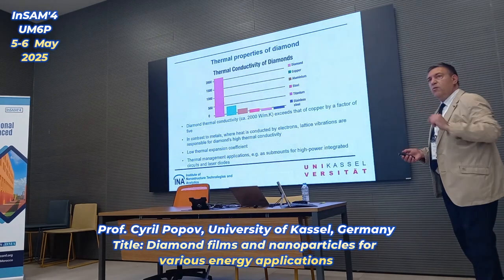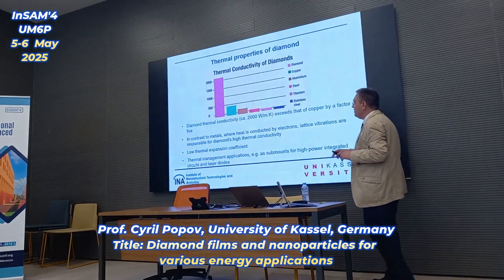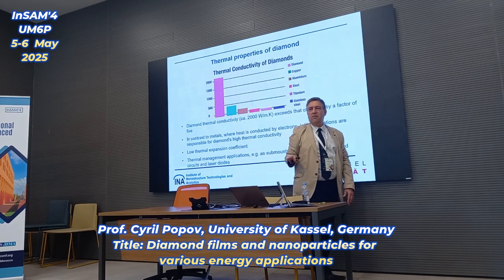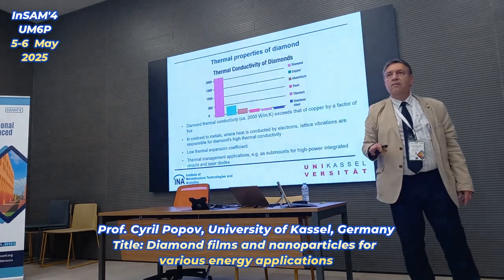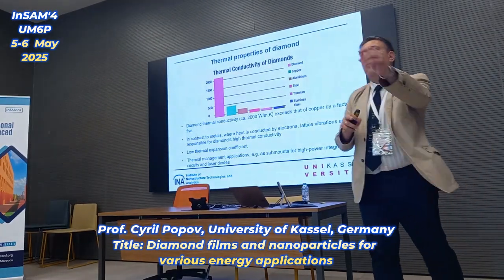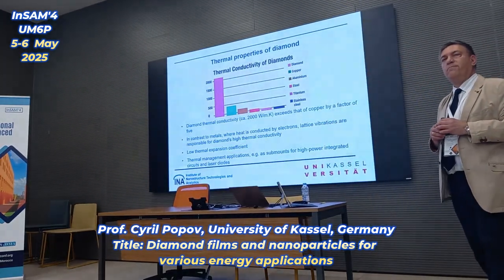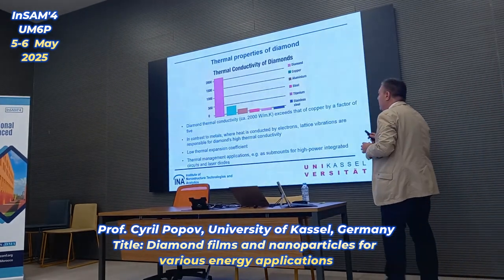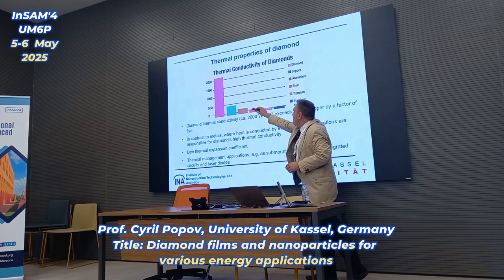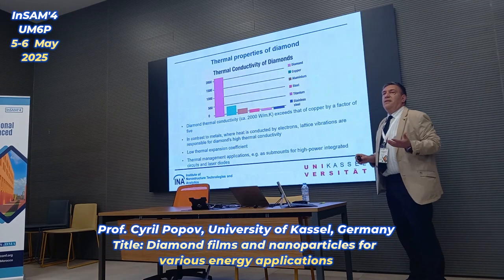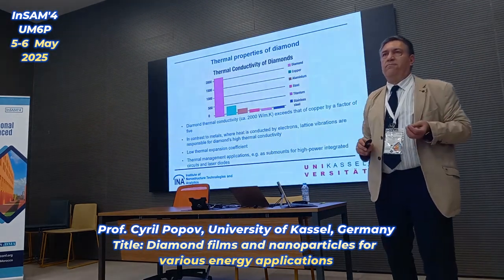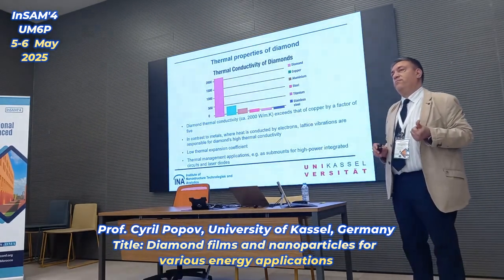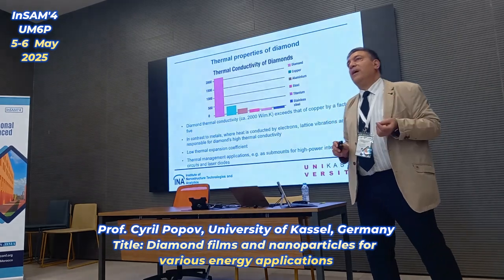Thermal properties: comparison of diamond to metals. This is the most prominent thermal conductor, copper. What you see, diamond is 5 times better than copper. What is the reason? In all these metals, so steel, titanium, copper, aluminum, the thermal conductivity is realized by electrons. In diamond, the thermal conductivity is realized by phonons, the vibrations of the diamond lattice.